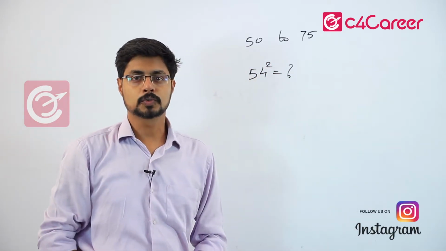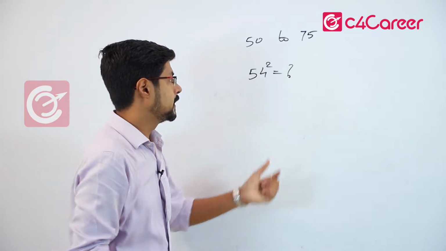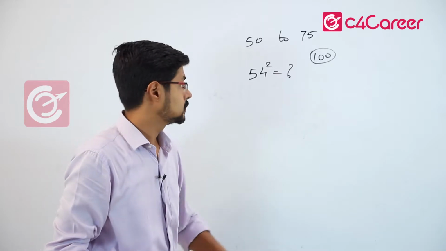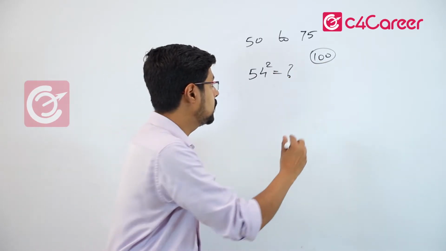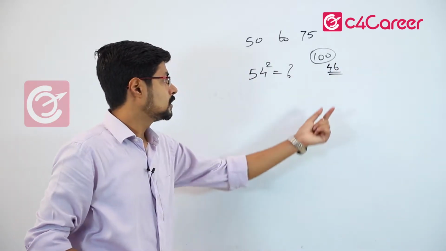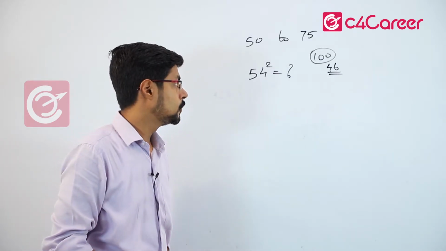What is 54 square? If you remember the method, what did we do first? We'll take the difference from 100. So what is going to be that difference? 100 minus 54, that is going to be 46. Now this is a very big number. 46 square we do not know.